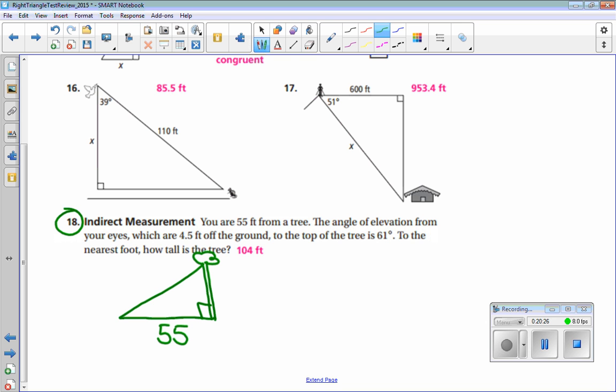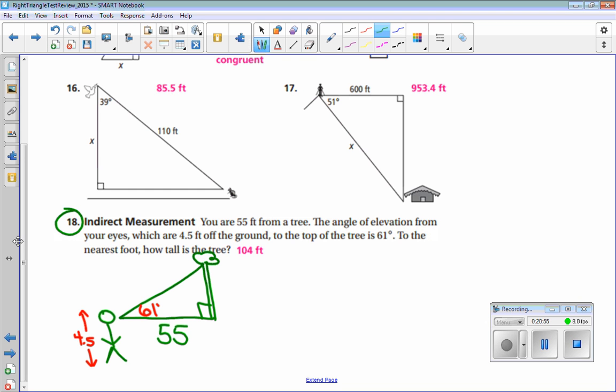It says the angle of elevation from your eyes. So here's my face and my eyes. So I've got somewhere up there. But it's 4.5 feet off the ground. So this distance here from my eyes to the ground is 4.5 feet. Are we okay with the picture so far? All right. It says the angle of elevation is 61 degrees. Okay. How tall is the tree?